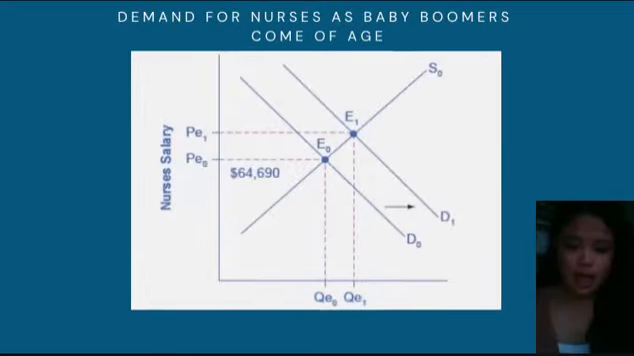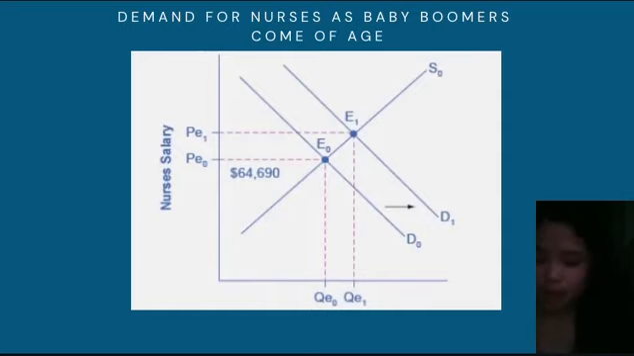Demand and nurses as baby boomers come of age. In 2010, the median salary for nurses was $64,690. As the demand for services increases, the demand curve shifts to the right, increasing from Q0 to Q1. The equilibrium salary increased from P0 to P1.